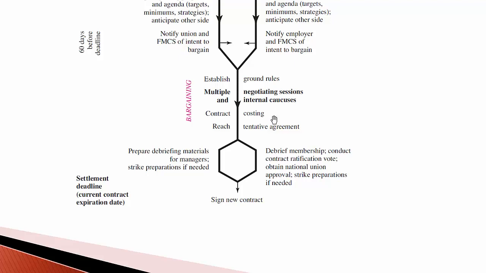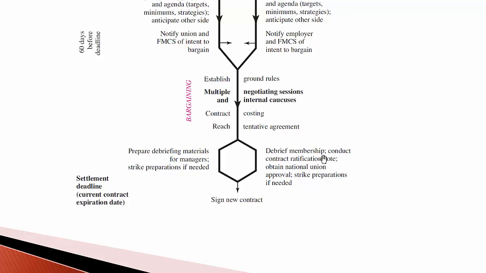During bargaining, the two parties will reach what's called a tentative agreement. On the company side, they will prepare for debriefing of the managers. They want the managers of the company to know how the process went and what the final decisions were. And if it looks like the union may not accept the agreement, they may begin strike preparations.